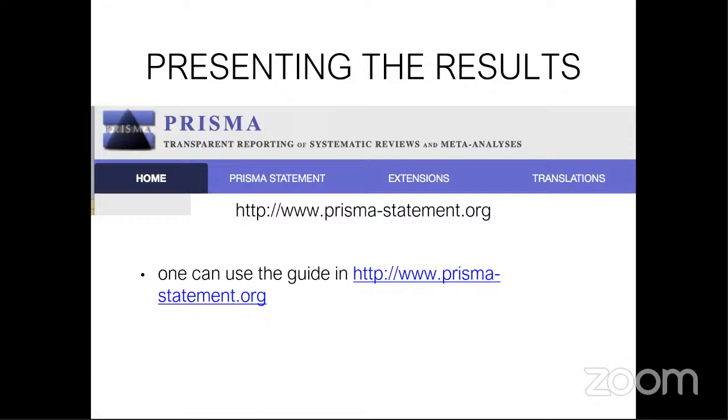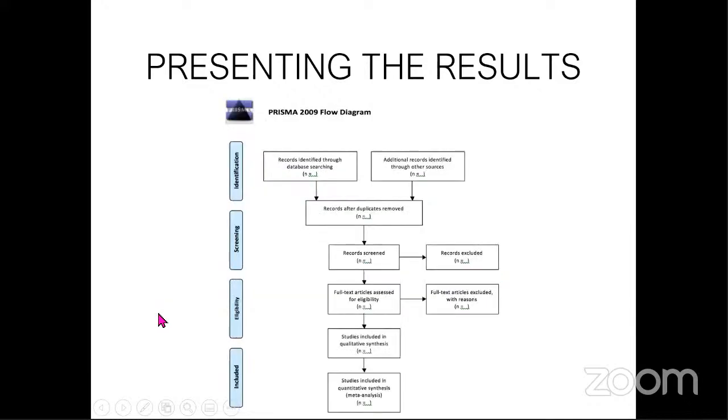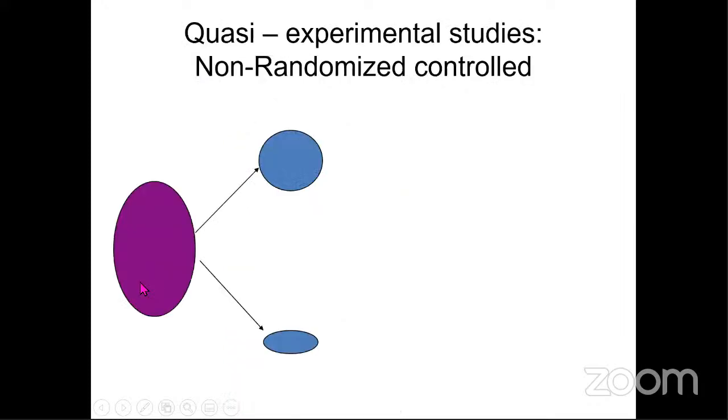When you present the results, one can use the guide in this website, prismastatement.org. You would see that you have your flowchart of your meta-analysis: what were included, what were excluded, and the like.